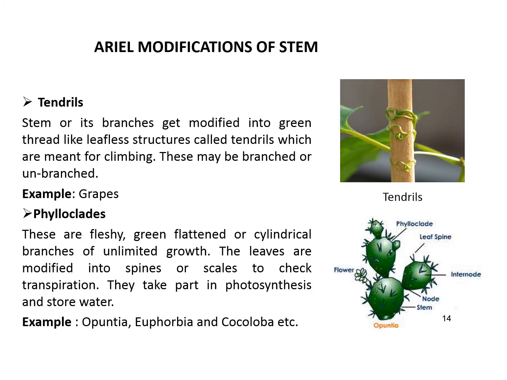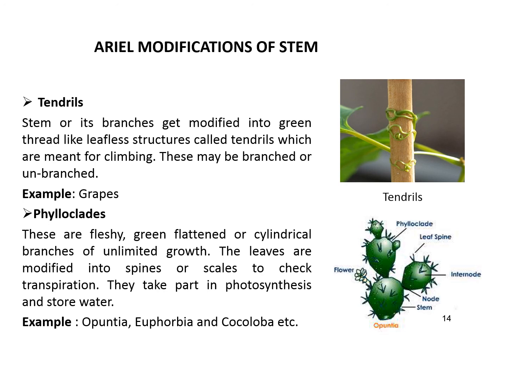Next modified forms are tendrils. These are actually aerial stems. Stem buds or branches get modified into green thread-like structures called tendrils, which are also used for climbing purposes. They may be branched or unbranched.